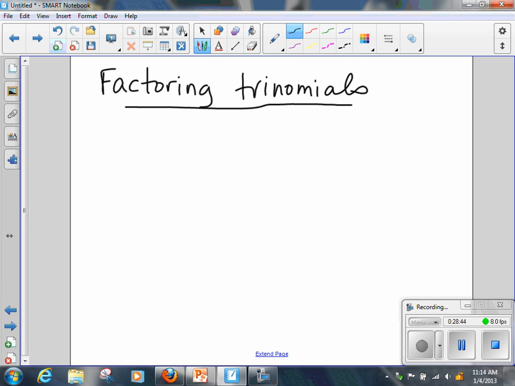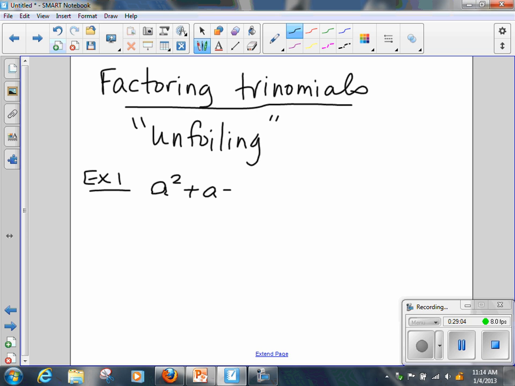All right, factoring trinomials, folks, unfoiling. Yeah, don't be ugly to me and not talk. I want you to talk when you need to talk, and then shh when you need to shh. You need to talk. Here we go. Remember unfoiling, a squared plus a minus 42. Am I going too fast, or y'all all right? All right? Okay. What do we do?